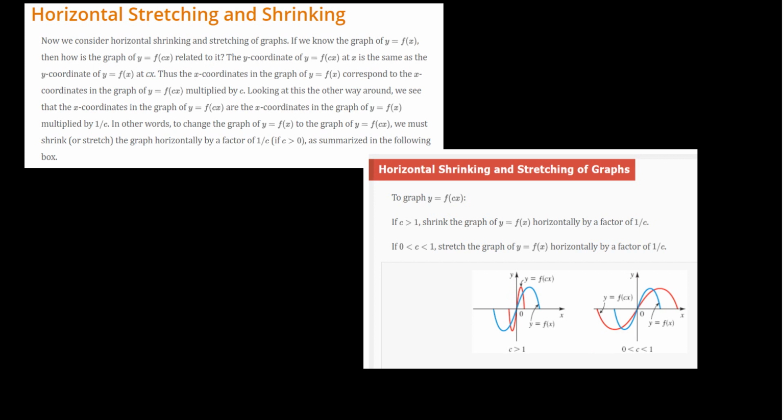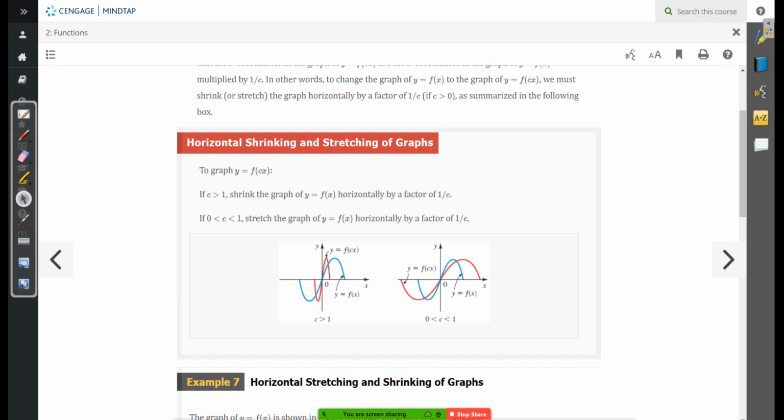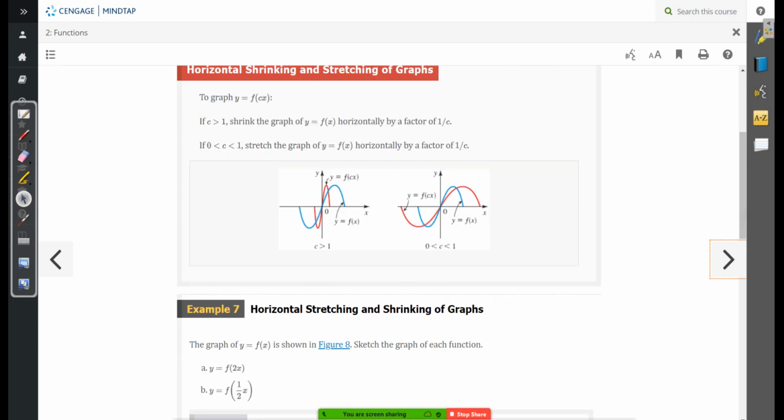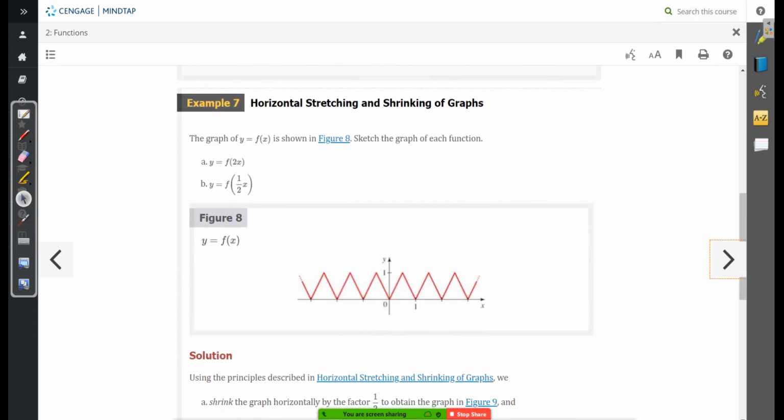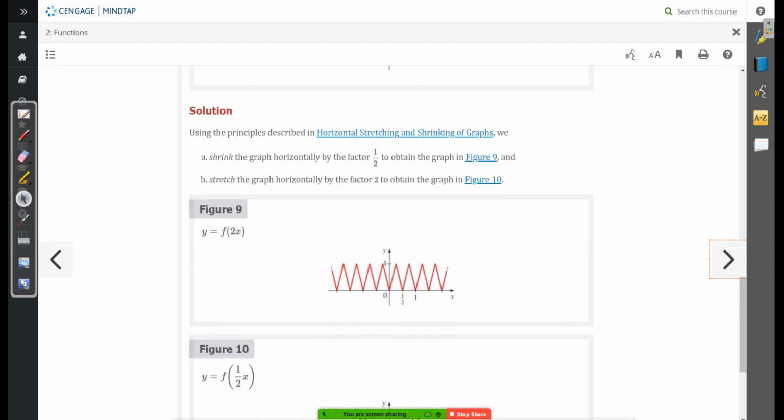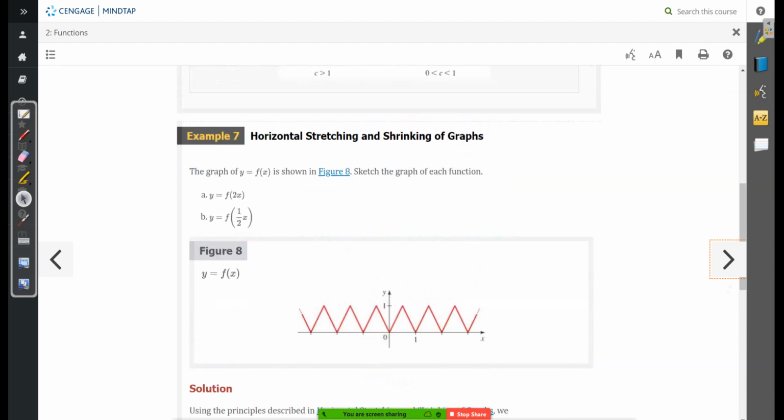We're essentially pulling the graph horizontally away from each other. Again, the blue line is my parent function. The red is us stretching that parent function. Okay, let's.